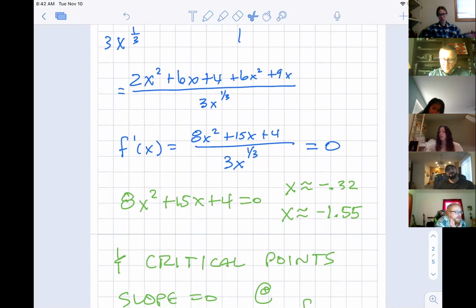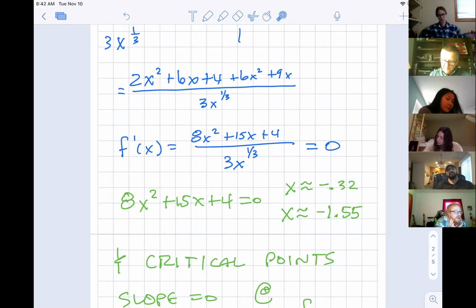Yeah, you get the wrong answer, because that was only possible to get rid of because I multiplied both sides by 3x to the 1/3, since this side was equal to 0. So I can't use this red one because it's missing part of what the first derivative was. So I'm glad you asked.